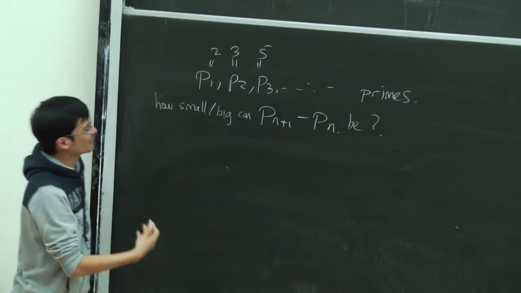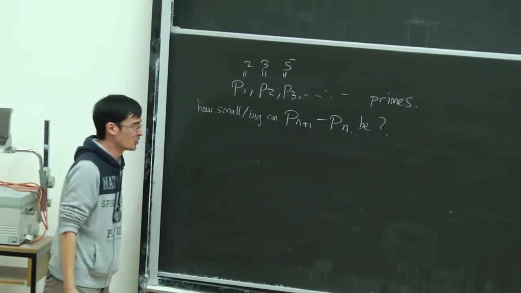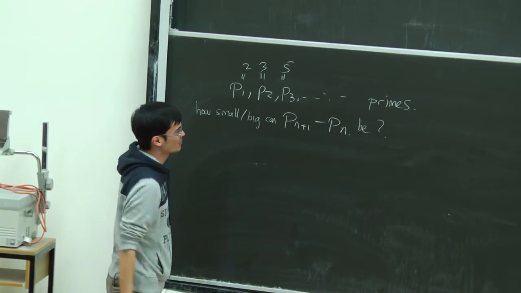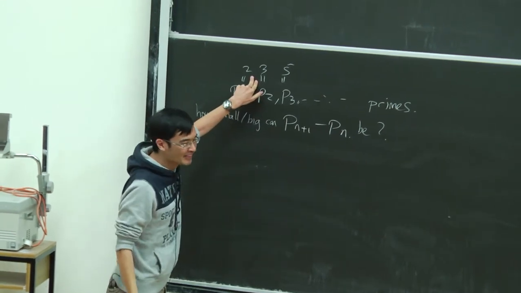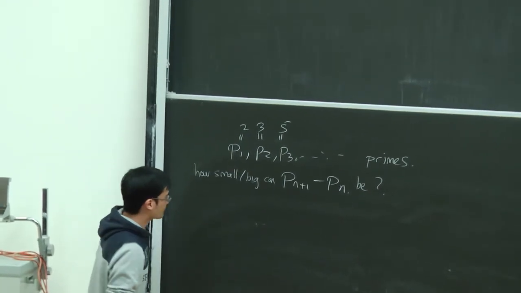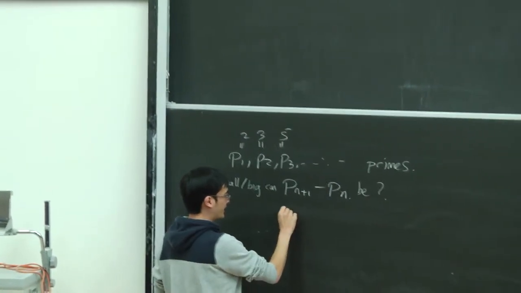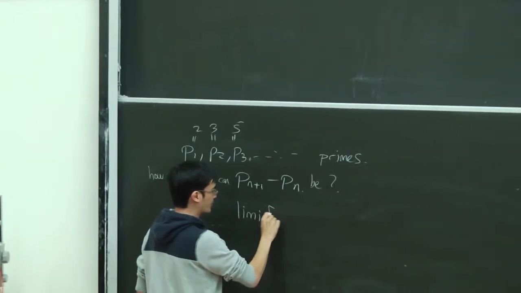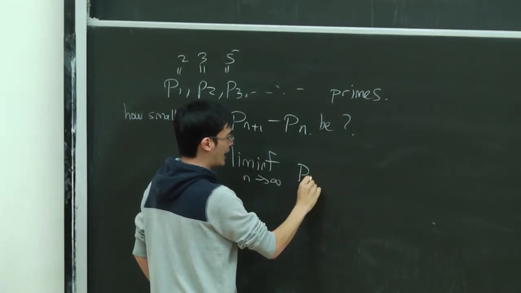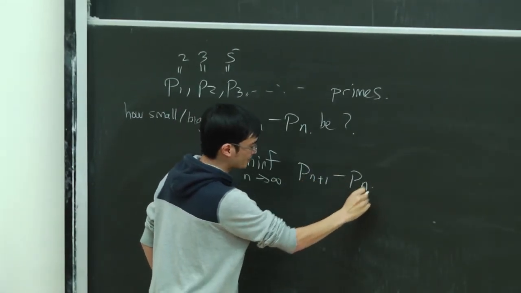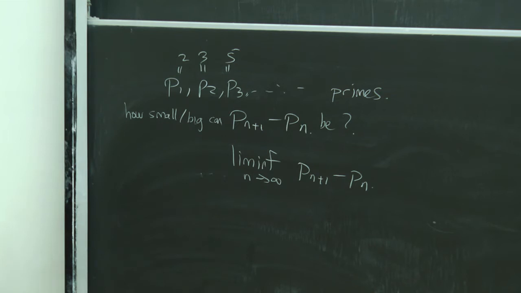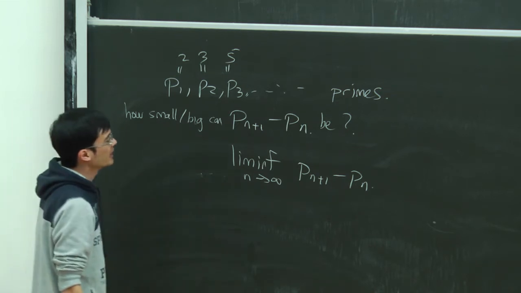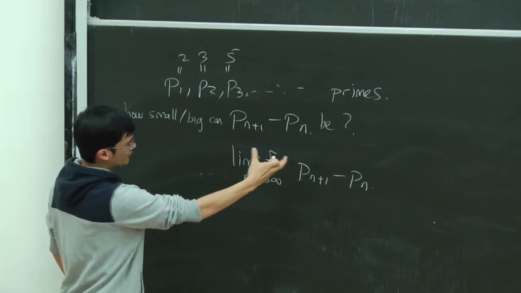Okay, now of course you have to formulate this question properly, otherwise it's trivial. For example, how small can the gap between primes be? It's 1, right? 2 and 3. The more interesting question is how small can you make the gap between consecutive primes after some finite point?